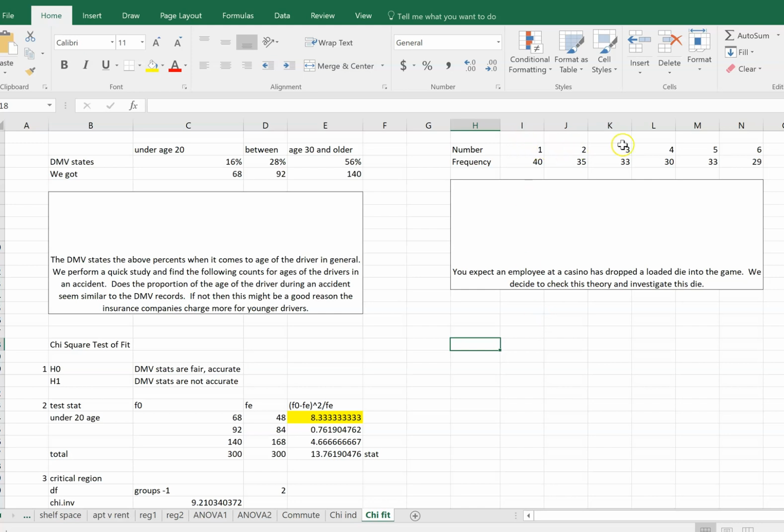So these are the numbers on the die, 1 through 6. And this is when we roll the dice, this is what we got for their frequency when we roll the dice. So, all right, here we go.